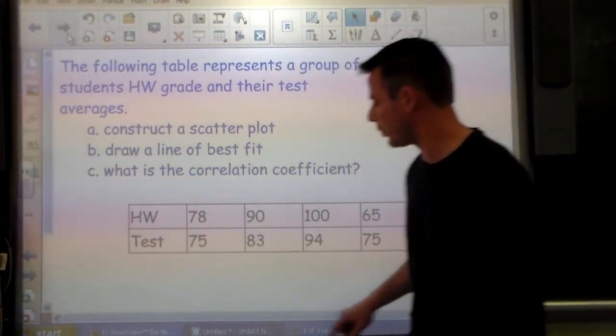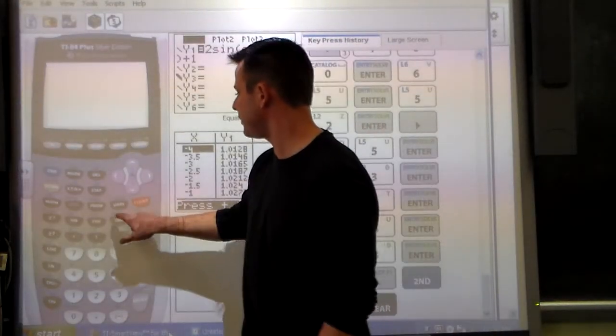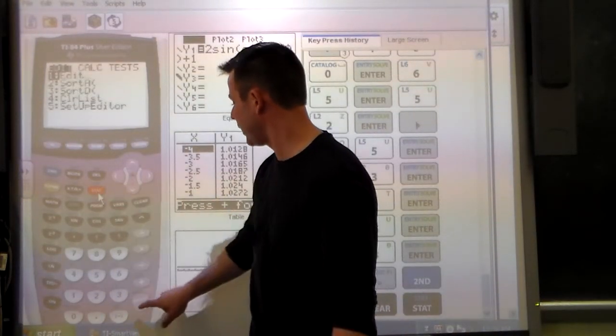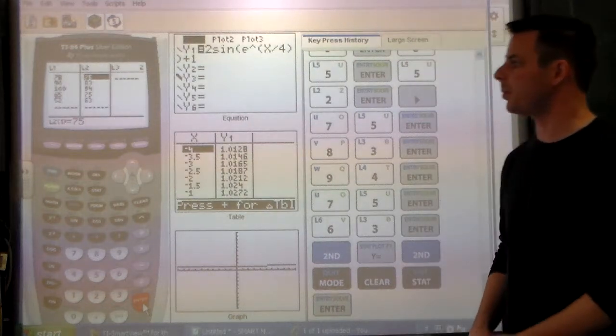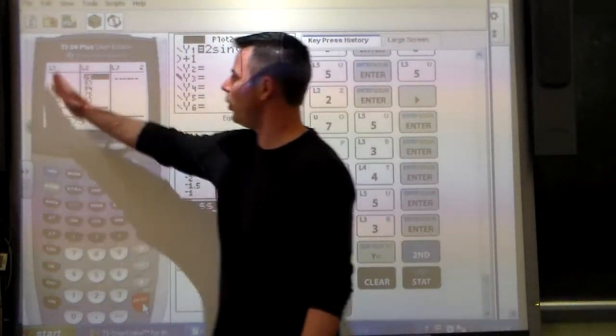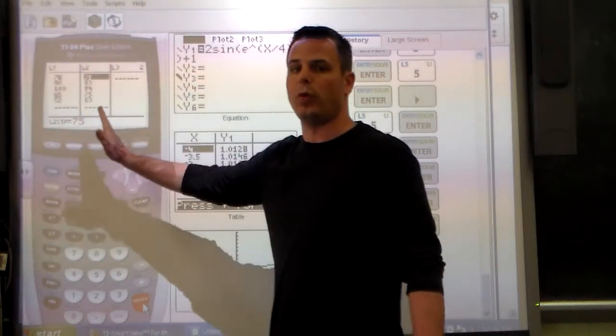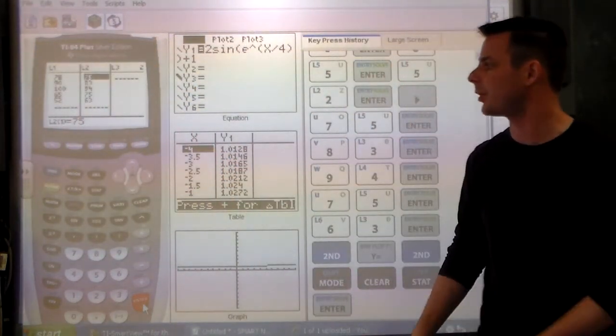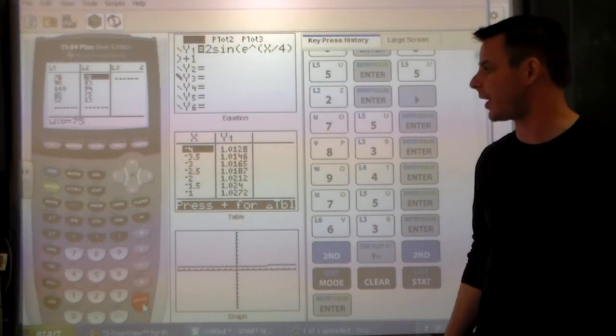So we're going to put these values into our calculator. So stat, and we're going to edit our list. I already have these numbers populated, so put them into your L1 and your L2. Your L1 will be homework, and your L2 will be tests. So put them into your calculator, and now we're going to construct a scatter plot.